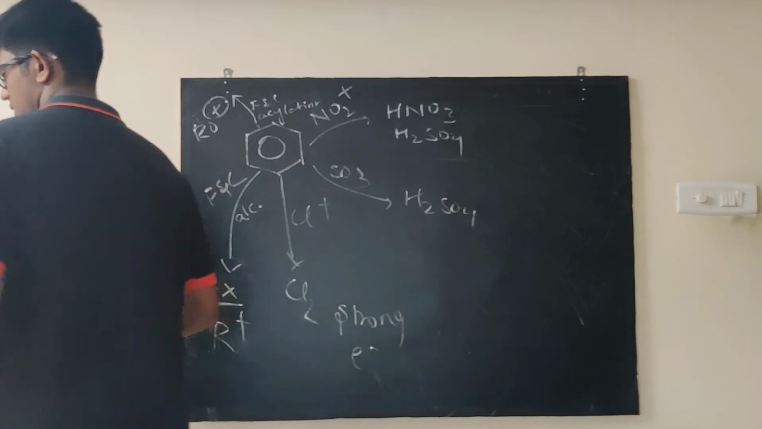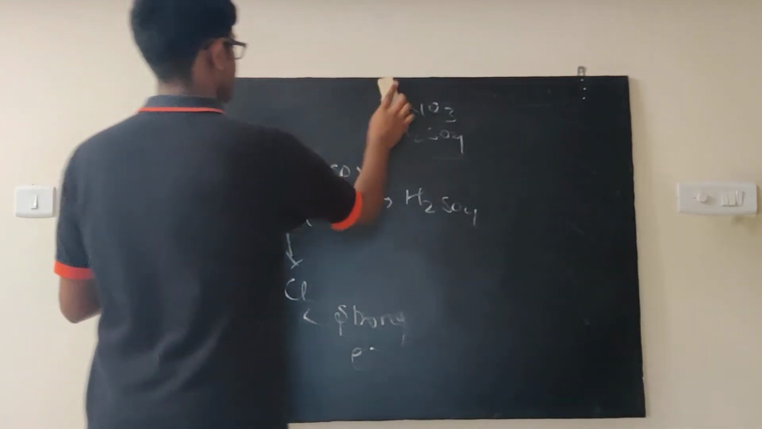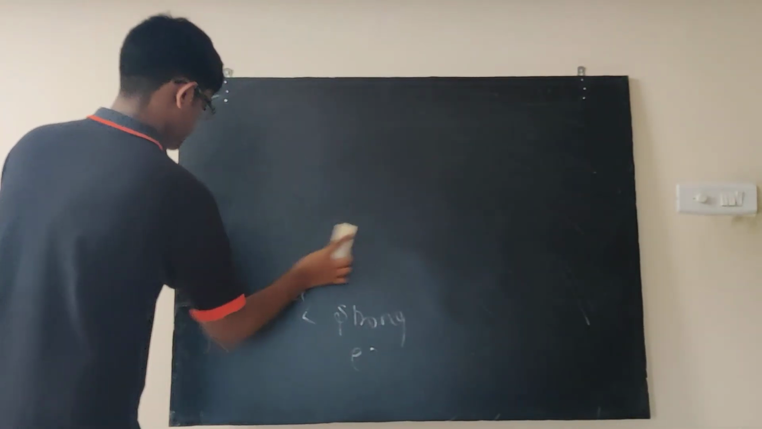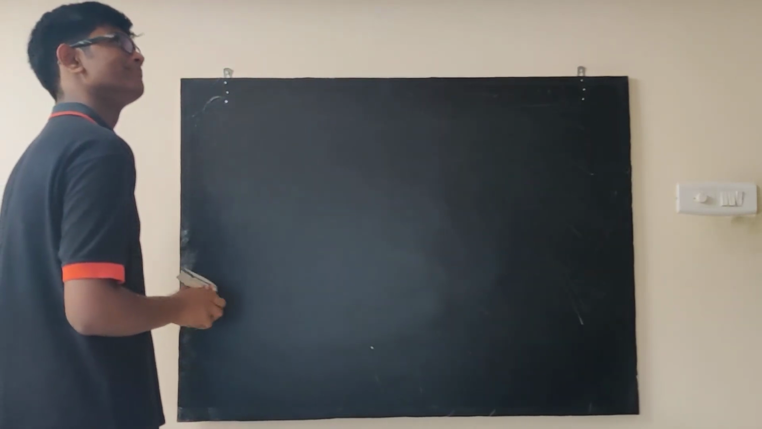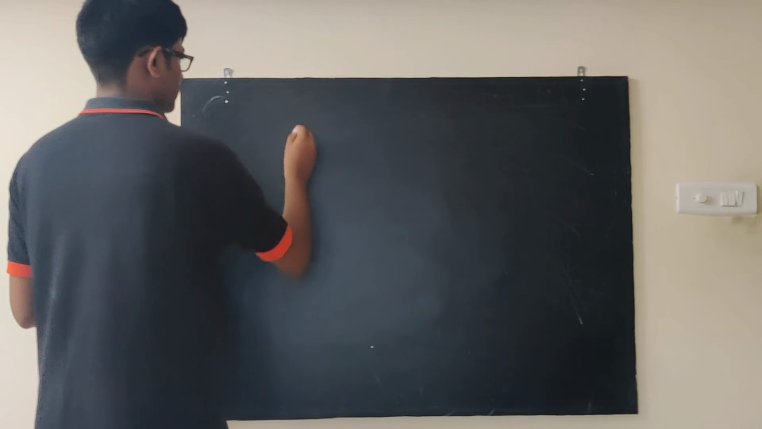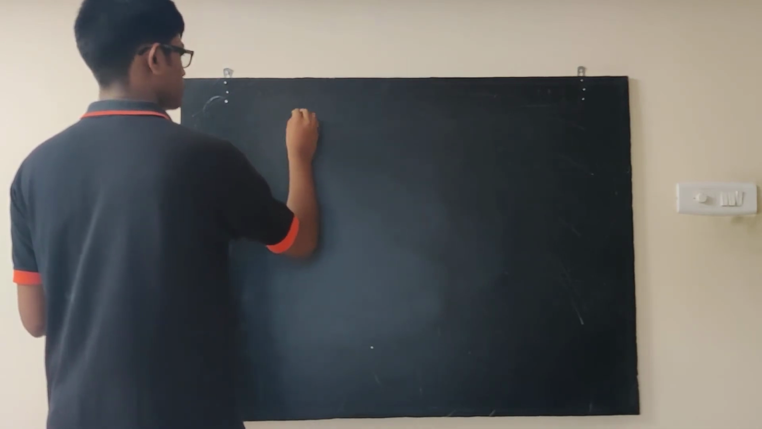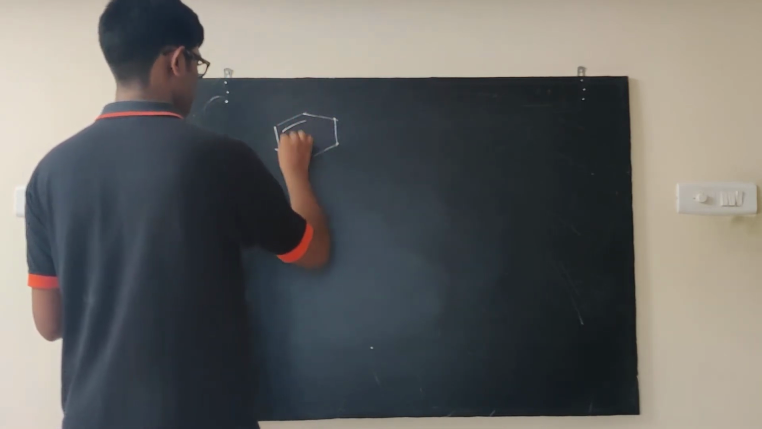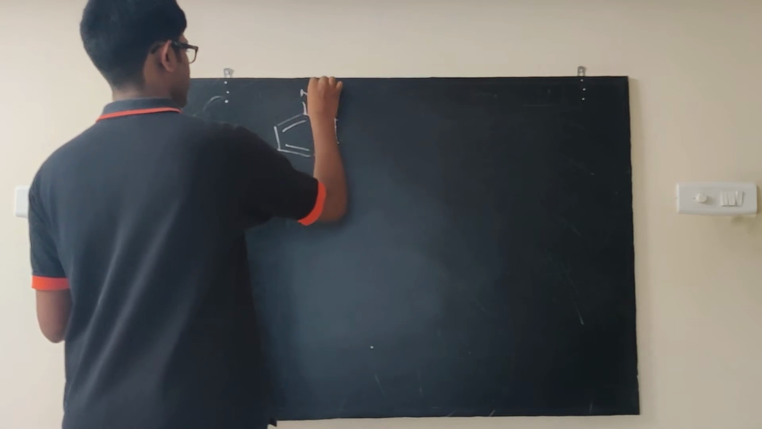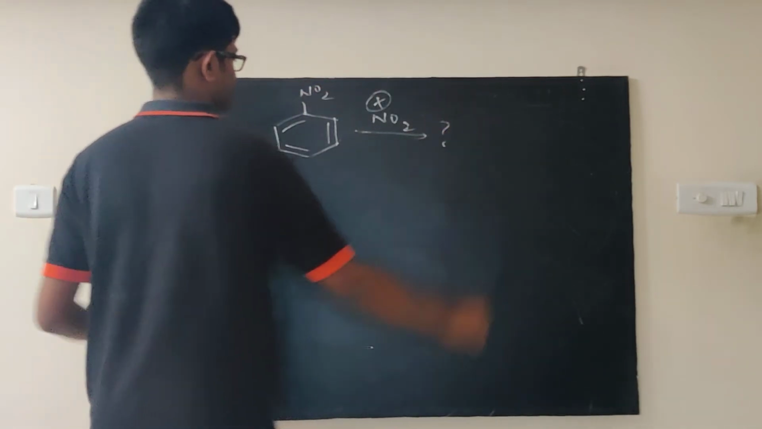I hope you guys remember ortho-para and meta-directing groups. I think this is again a question in your problem set. In fact, we'll keep that in the problem set. I'll do some other question actually. Let us take, for example, nitrobenzene and nitrate it. What will happen? What's the product you get?